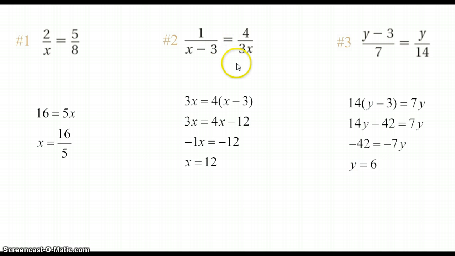Let's just go back to number 2 and check it. 1 over 12 minus 3, so 12 minus 3 is 9, so this is 1/9. 4 times 3 times 12 is 36, so is 1/9 equal to 4 over 36? Absolutely, so we know that we did it right.